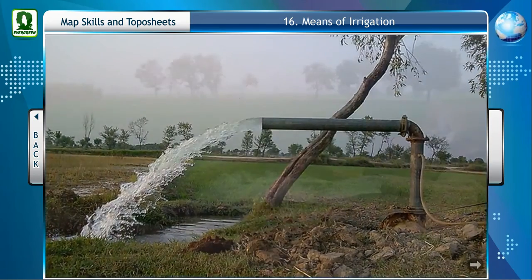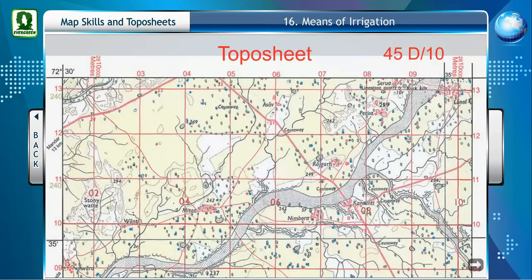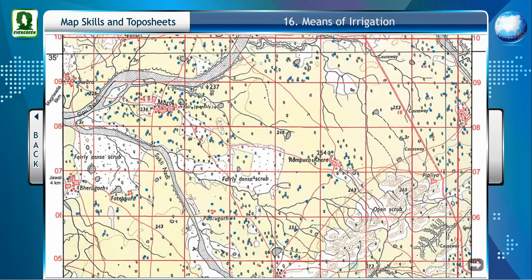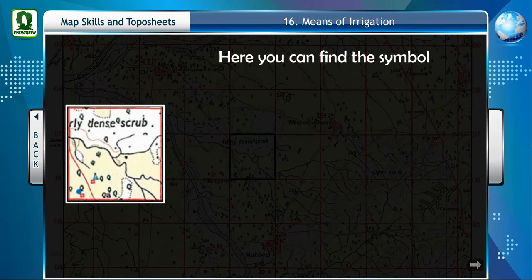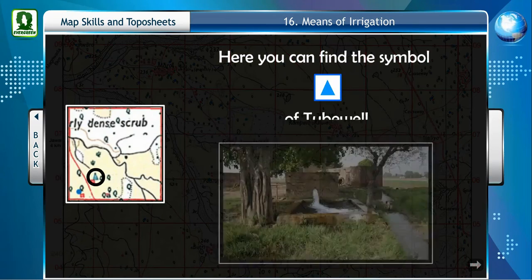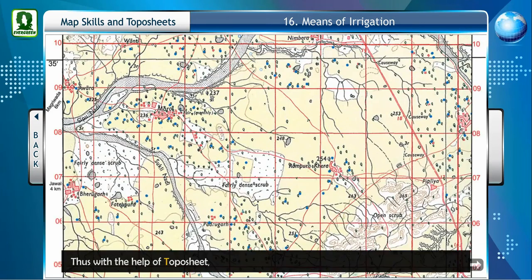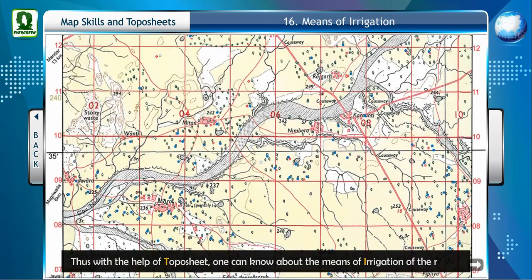Presence of tube well are also shown on the topo sheet. See this topo sheet 45D/10 and observe grid 0506. Here you can find the symbol of a tube well. Thus, with the help of a topo sheet, one can know about the means of irrigation of a region.